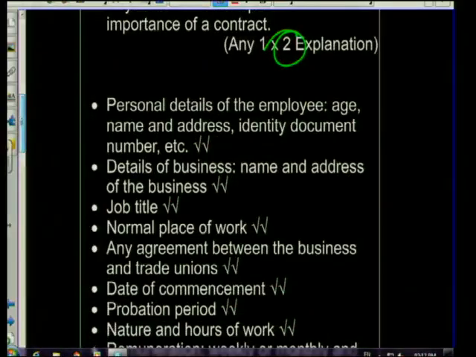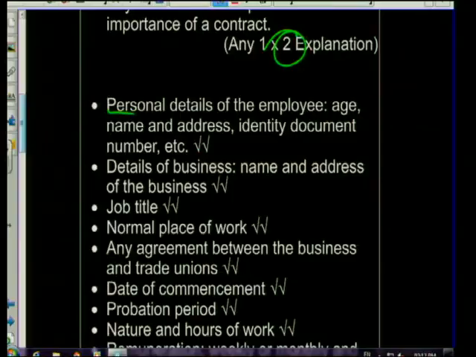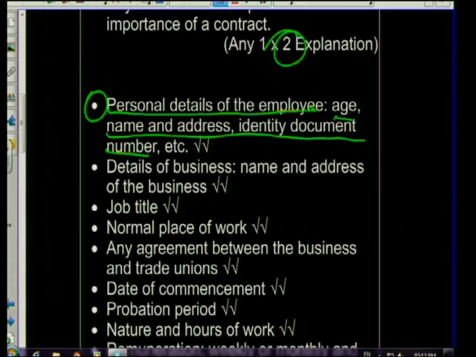Any of the following, grade 12s. When you're studying, obviously some of them will stand out more than others. So what could be part of it? So first off, the personal details of the employee. Example, their age, name, address, identity, or their ID document number, etc. So that is the first thing that you could include in your employment contract.